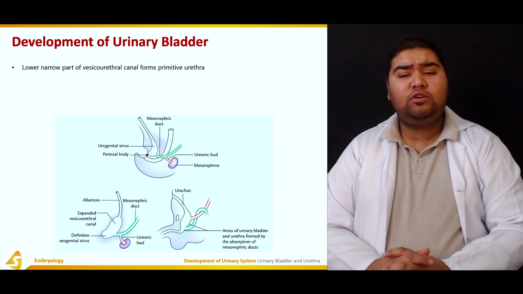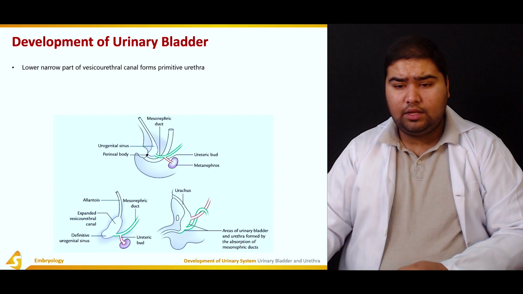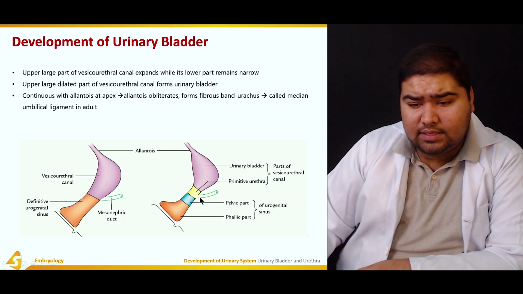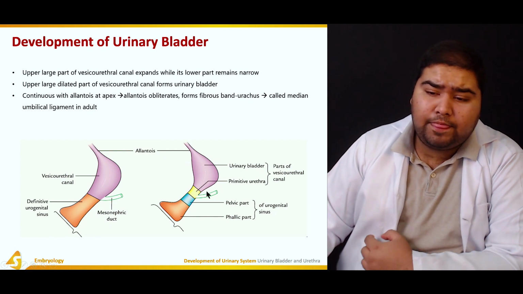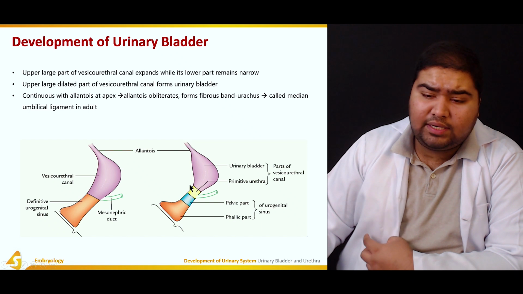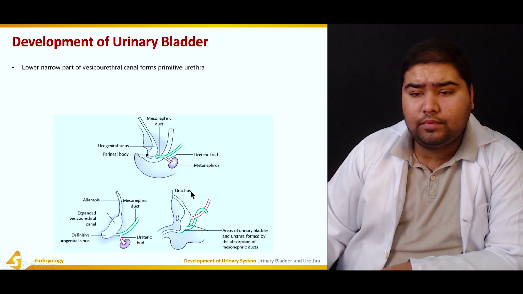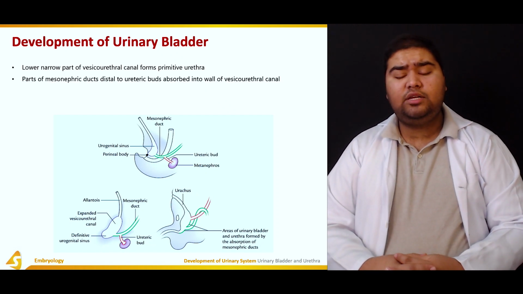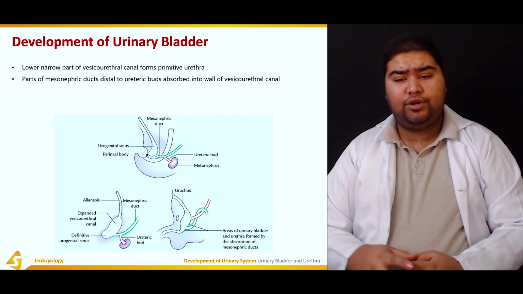The lower part of the vesico-urethral canal forms the primitive urethra. This is the lower part of the vesico-urethral canal. The upper part forms the urinary bladder. The lower part forms the primitive urethra. The parts of the mesonephric duct distal to the ureteric buds are absorbed into the vesico-urethral canal.